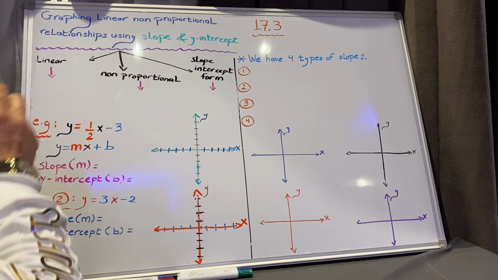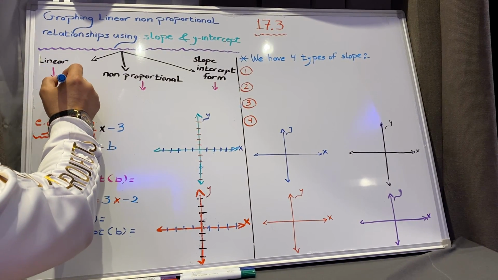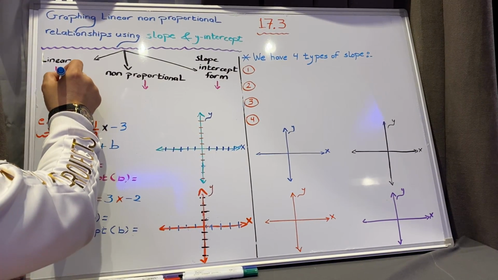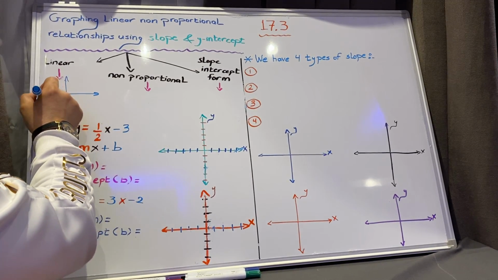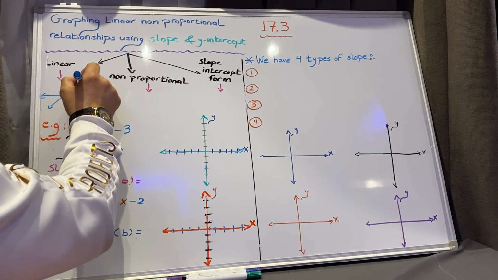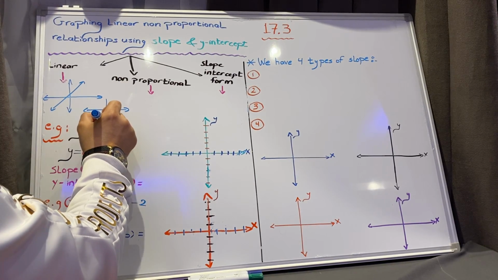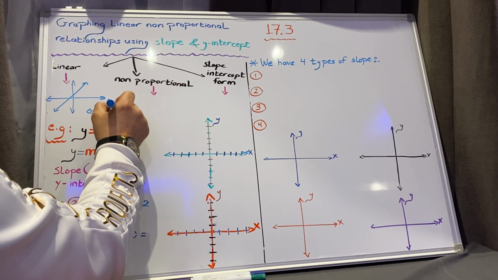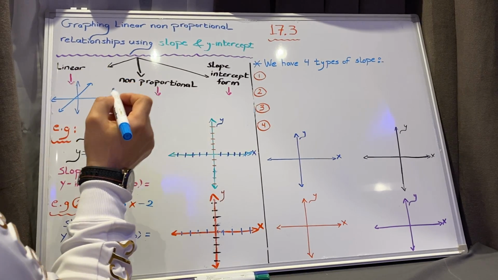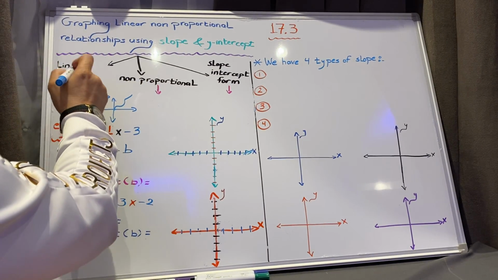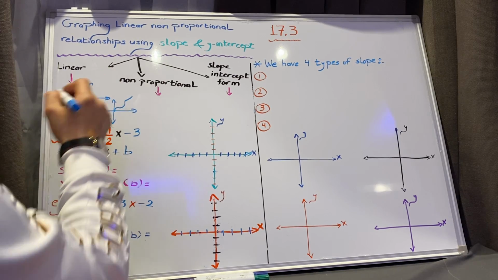Linear, guys, means we have a straight line. Then the relationship is a straight line. This means linear. Non-linear means not a straight line. The relationship is not a straight line. So a linear relationship is a straight line relationship.